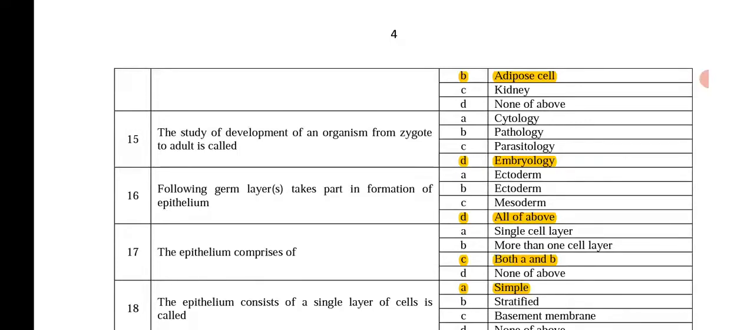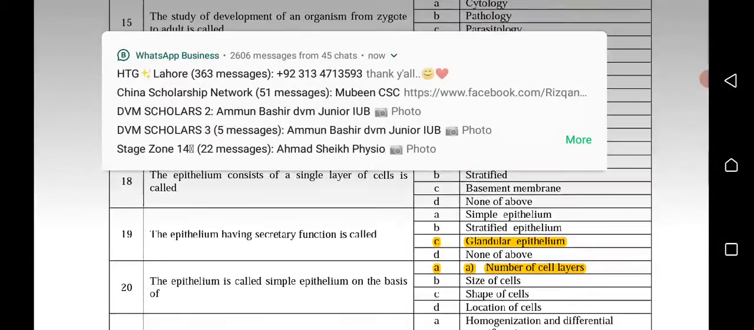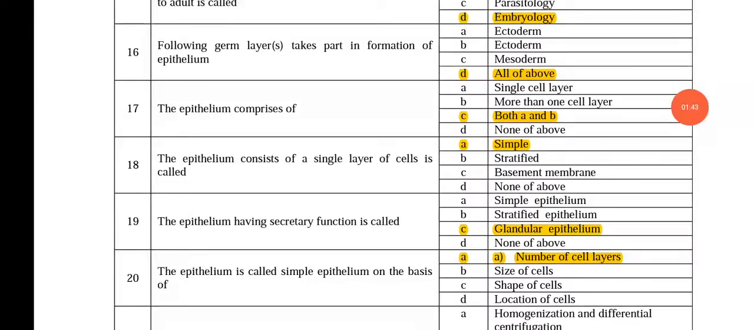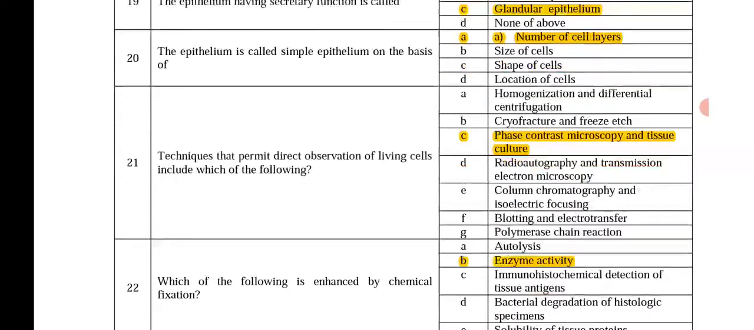Epithelium comprises of single layer cell layer and more than one cell layer. The epithelium consists of a single layer of cells is called simple. The epithelium having secretory function is called glandular epithelium. The epithelium is called simple epithelium on the basis of number of layers.